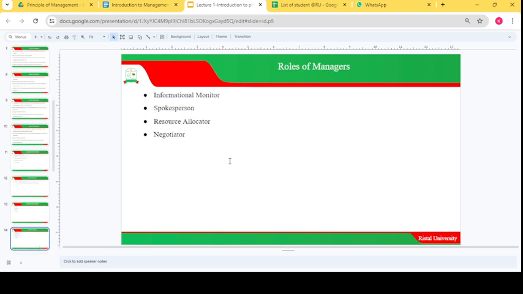And then let's look at the roles of management. One, we have the informational role, the monitor. He is supposed to seek and receive information. And then, a spokesperson.